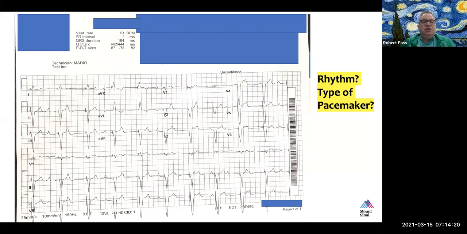Let me ask you a question. Let's say you have a transposition VSD patient who develops a complete heart block following surgery. Which kind of pacemaker would you ask the surgeon to place? A dual chamber or a single chamber pacemaker, and why?